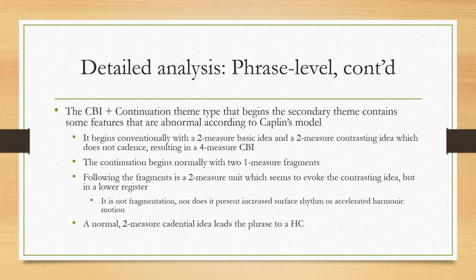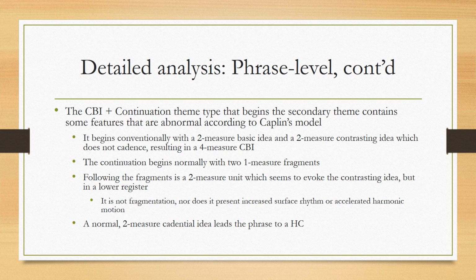So an example of an unconventional theme type seen in the exposition is the CBI plus continuation phrase that starts the secondary theme. It begins pretty normally with a 2-measure basic idea and then a 2-measure contrasting idea, which doesn't cadence, making it a CBI. The continuation also starts normally with two 1-measure fragments, and after that we would expect to get a 2-measure cadential idea, but instead we get a 2-measure unit that seems to evoke the contrasting idea. It's almost the same, but just in a lower register.